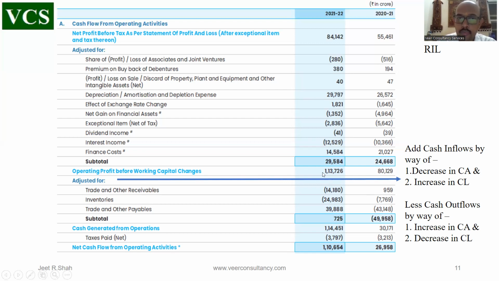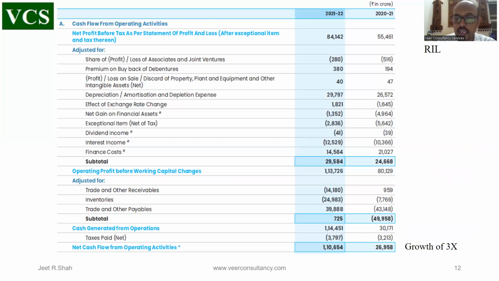So in this case, the operating profit before WC changes was 1,13,726 crores, which after adjusting became 1,14,451 crores this year, whereas last year it was 30,000 crores. And then you adjusted for tax paid. So how much amount did you generate from operations and operations only? 1,10,654 crores. Now this is a growth of 3x. So what Reliance has essentially done is that in the year 21-22, as compared to the year 2021, it was able to generate a huge amount of cash flows from operations after adjusting for working capital, which is a very good sign.